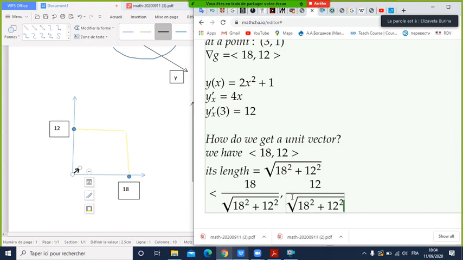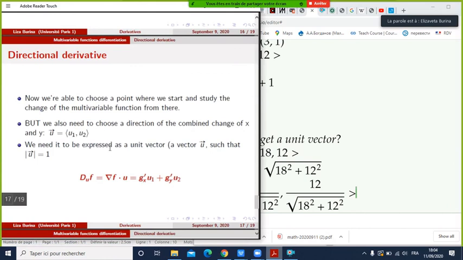And why do I want it so bad? It's just because when we're given the direction like that, 18, 12, the same direction can be given with an infinite number of options. And for our directional derivative, we actually have to stick to something like one option, right? Because we can give this direction of change in 1,000 ways, but which one do we choose? So the one that we'll choose will be expressed as a unit vector.